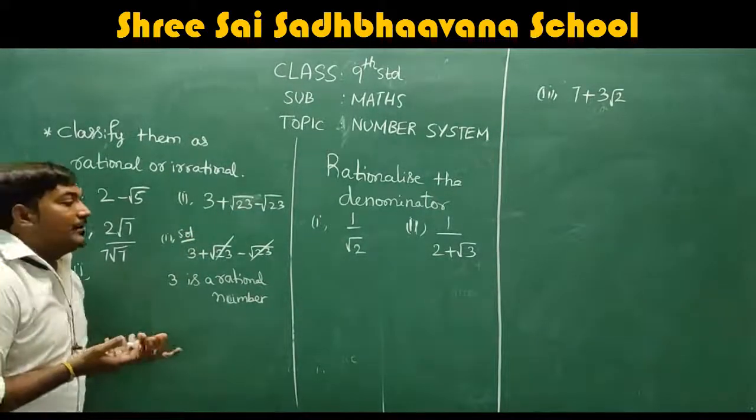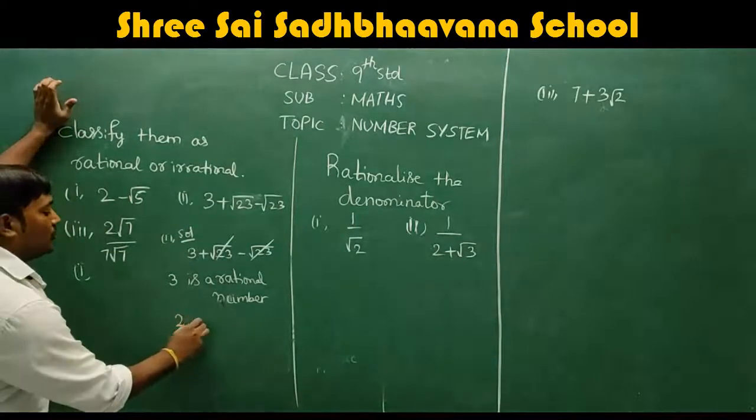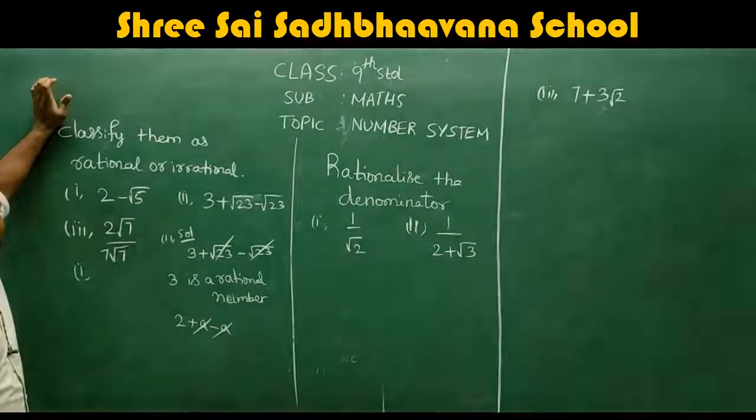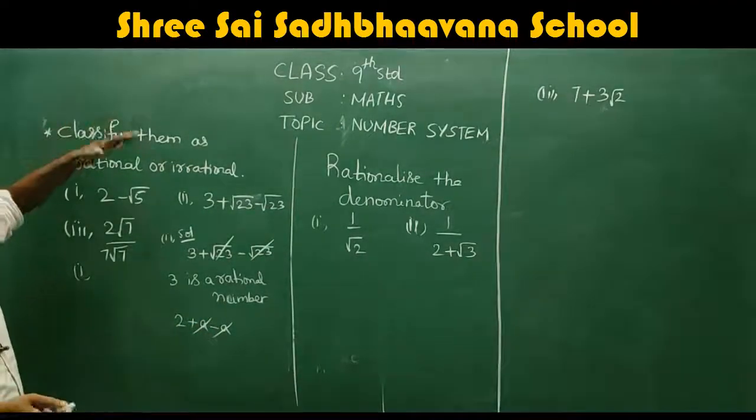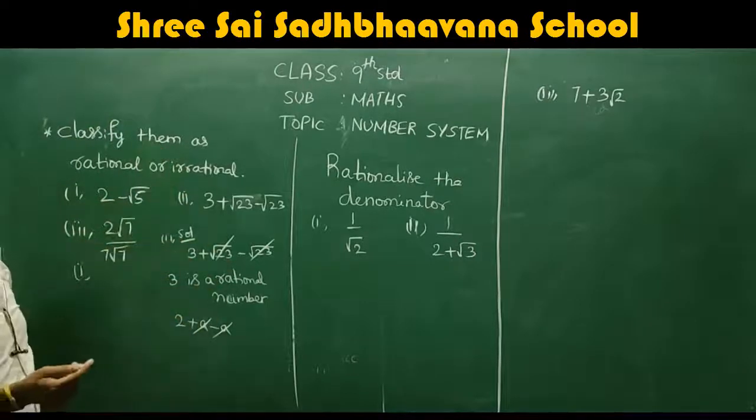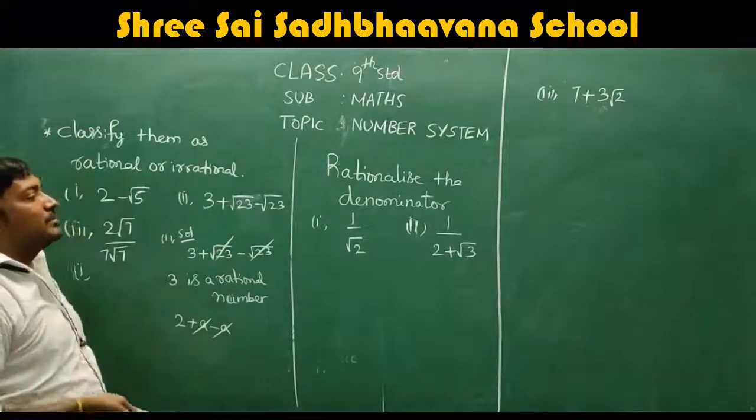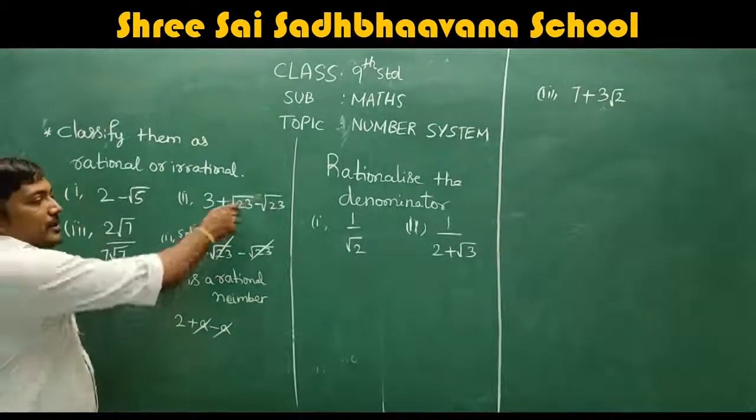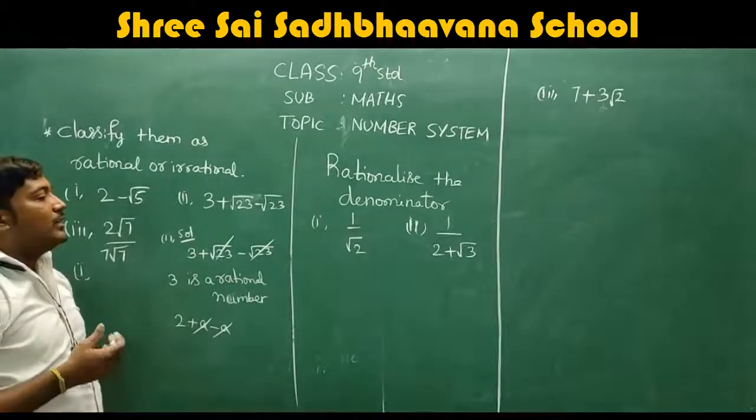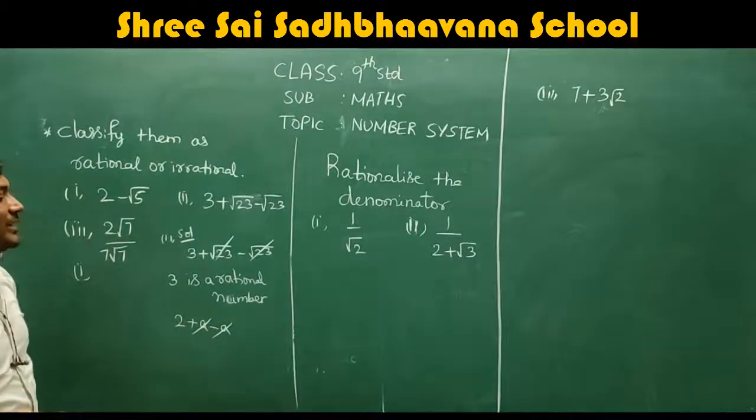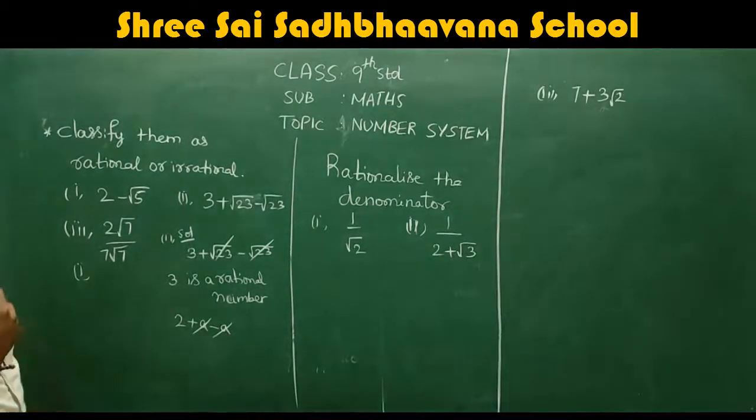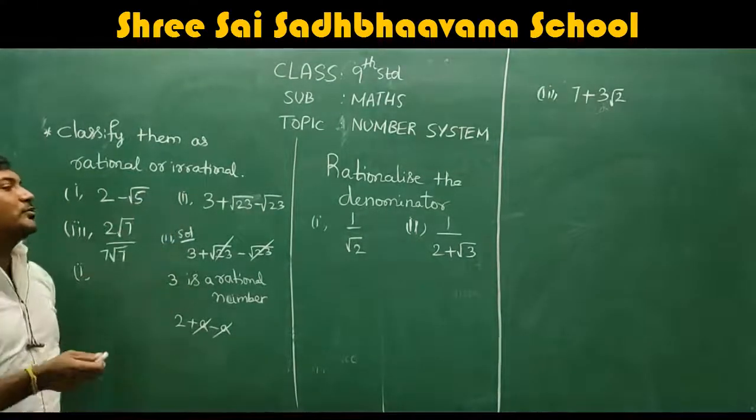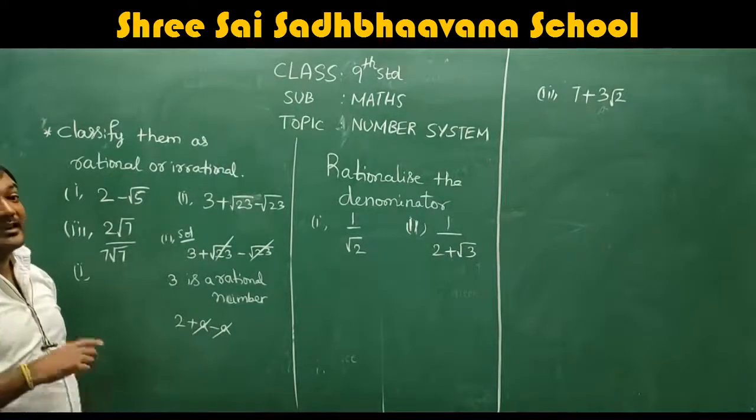So what happens? For example, for 2, I added a and subtracted a. What do you get? A and a will get cancelled. You will get 2. Similarly, here we are adding and subtracting the same number, which means we are doing nothing. We are adding and subtracting, so it will become 0, and you will get the same number back. So in this case, root 23 and root 23 will get cancelled and you will be left with 3, whereas 3 is a rational number. So we classify the second one, 3 plus root 23 minus root 23, as a rational number.